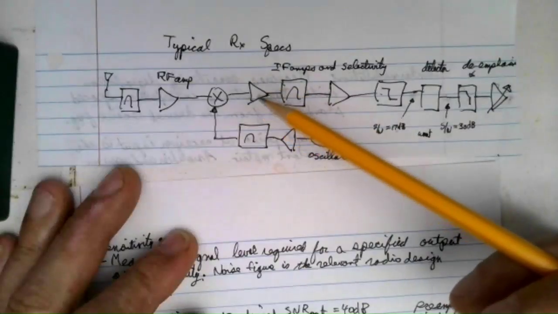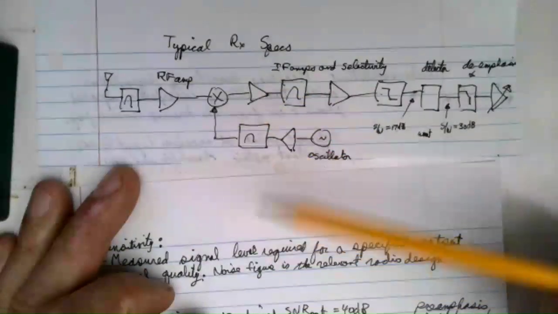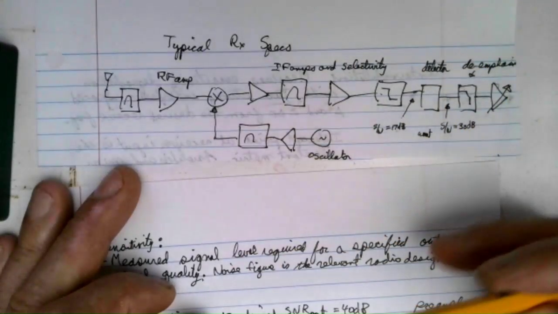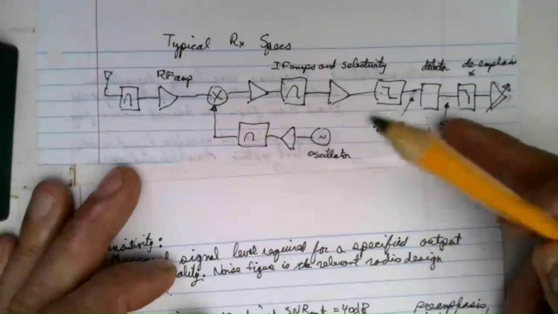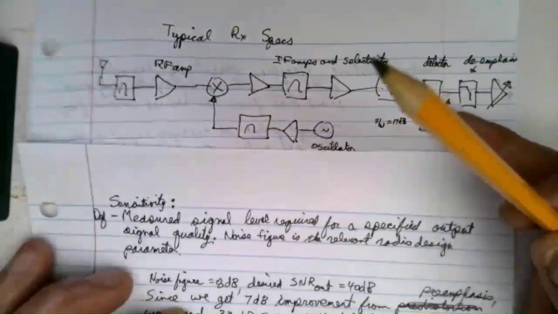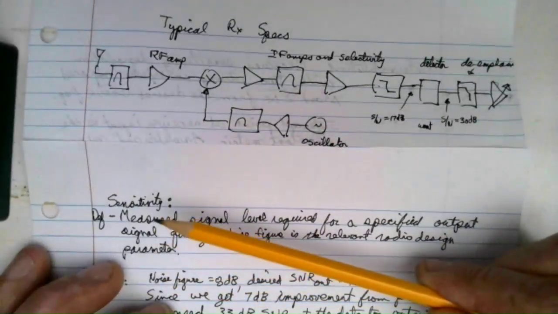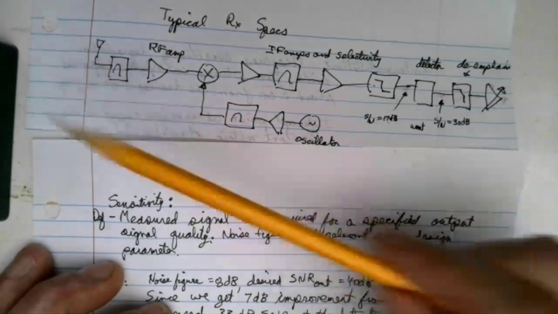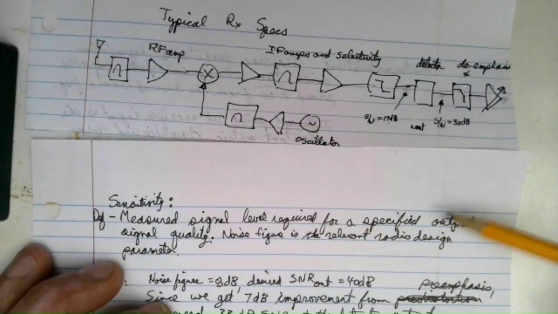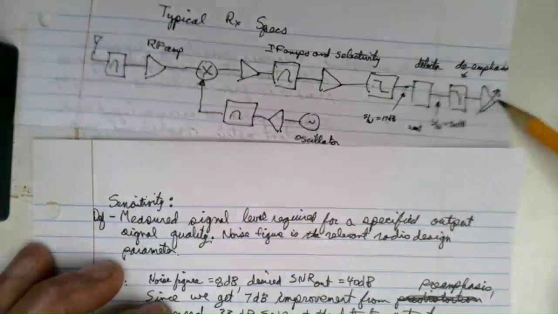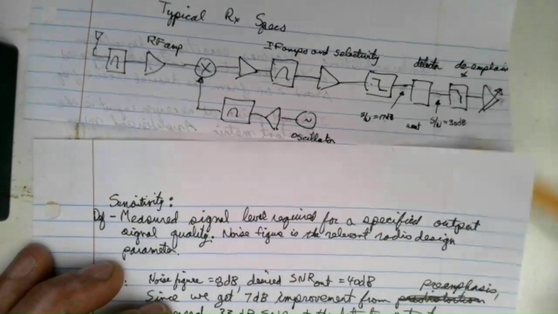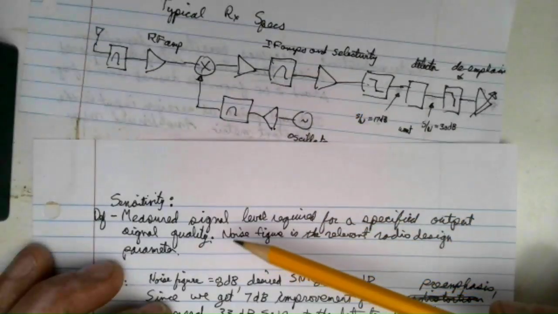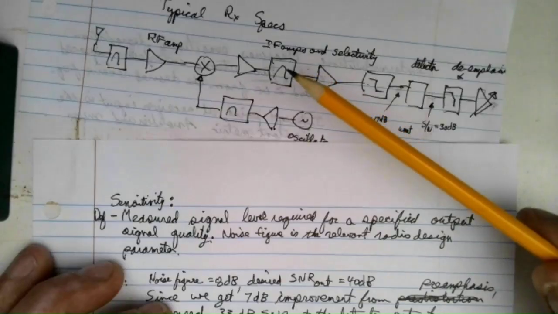So let's focus first on the ones that don't involve interferers, just the desired signal. The first on that list, and one that you probably are familiar with, is sensitivity. So what is our definition of sensitivity? Well, it's the measured signal level required at the input here. You disconnect the antenna and connect a signal generator, probably, for a specified output signal quality level over here. And the noise figure would be the relevant radio design parameter that would affect sensitivity.